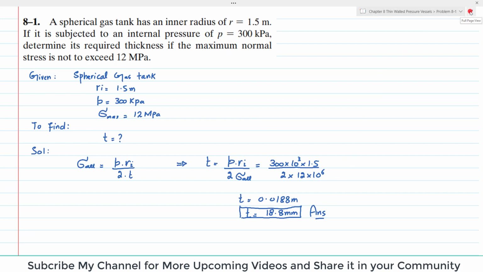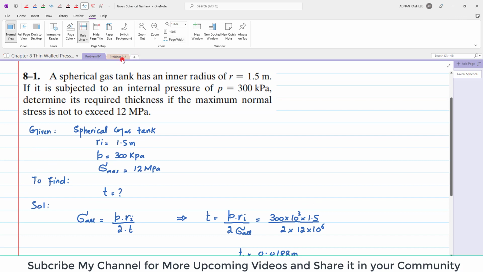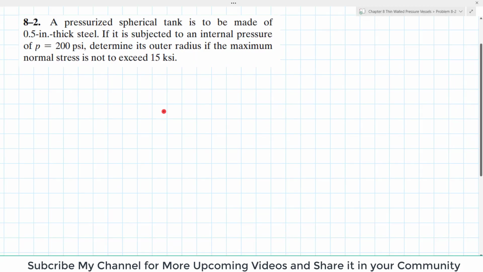Now we will move toward another problem, that is problem 8-2. So again here in given data we will write: a pressurized spherical tank. So again this is a spherical tank and that is pressurized. Clear? It is made up of 0.5 inch thick steel. So here thickness is given as 0.5 inch.